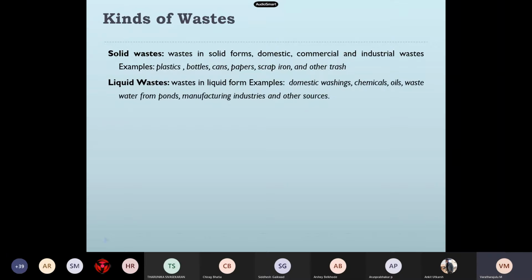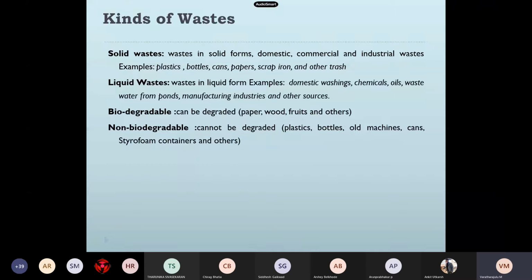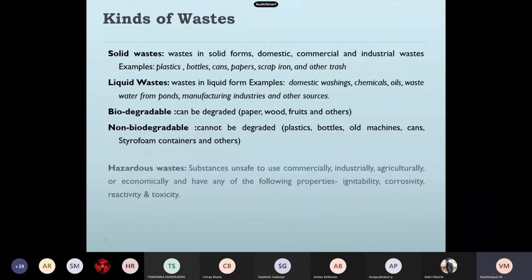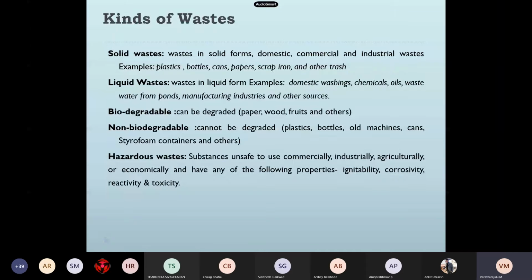Manufacturing industries and other sources may lead to liquid waste. Biodegradable waste can degrade, like paper, wood, fruits, and others, and non-biodegradable waste cannot degrade, like plastics, bottles, old machines, cans, styrofoam containers, and others. And hazardous waste: substances unsafe to use commercially, industrially, agriculturally, or economically, having any of the following properties: ignitability, corrosivity, reactivity, or toxicity.